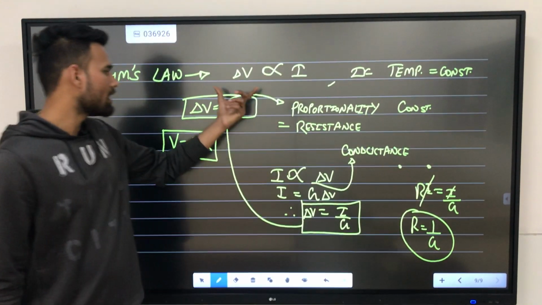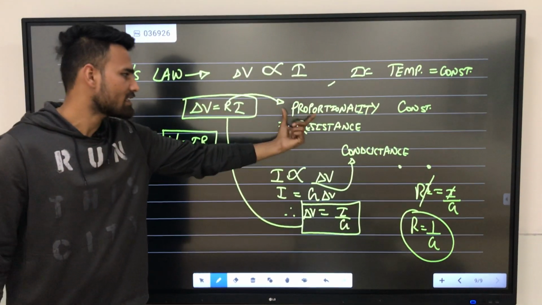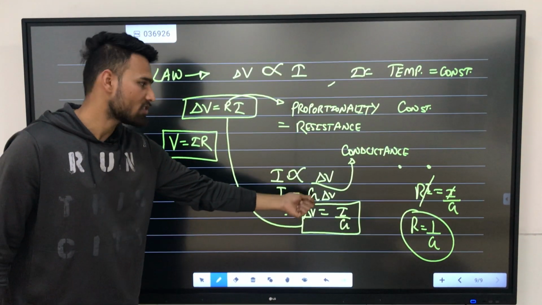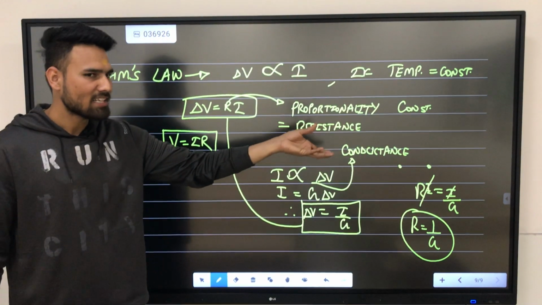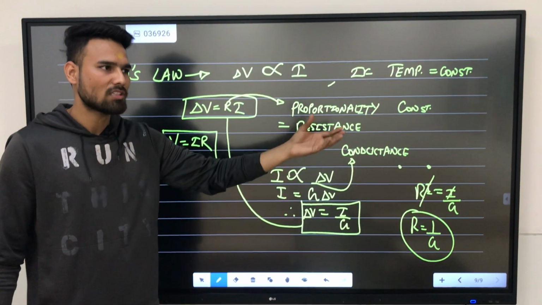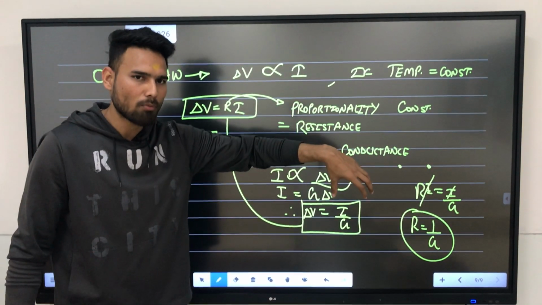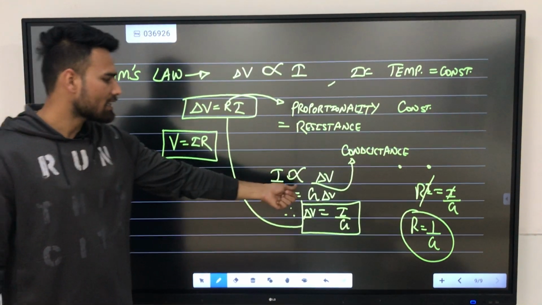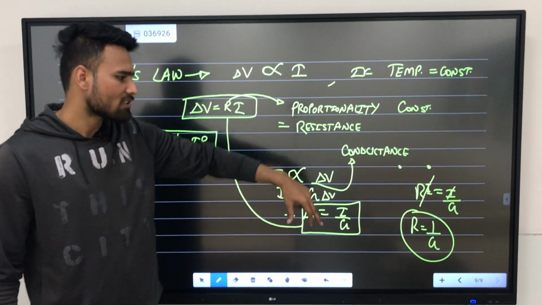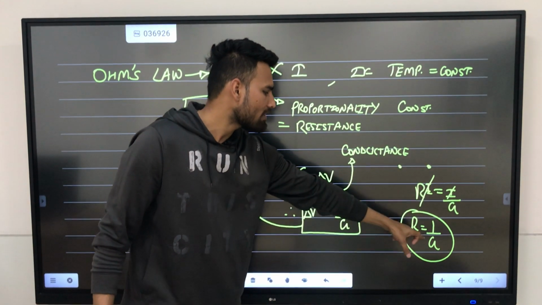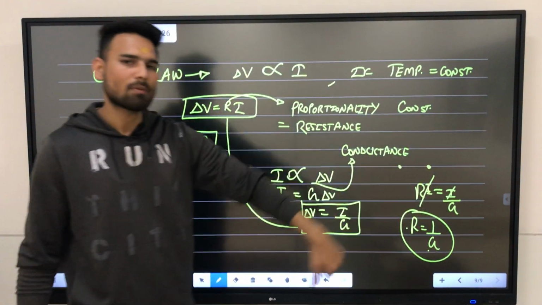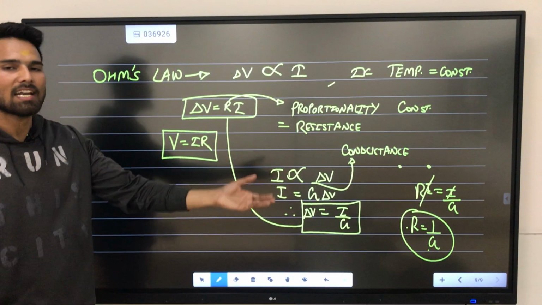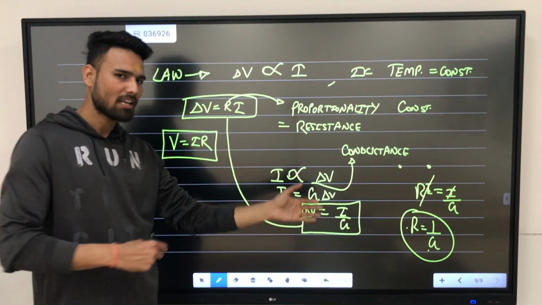In this particular equation, R was called resistance, but in this particular equation, G is called conductance. So conductance is just the reverse of resistance because its function is also just the opposite of the resistance. So we can say that G should be reciprocal of resistance, and hence we get the relation between R and G, that R is inversely proportional to G, or we can say that R is the reciprocal of G. Am I clear or not?